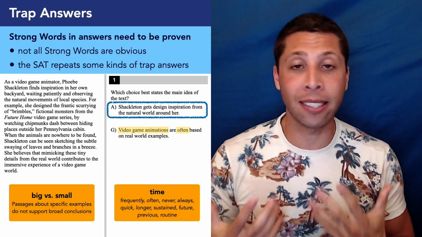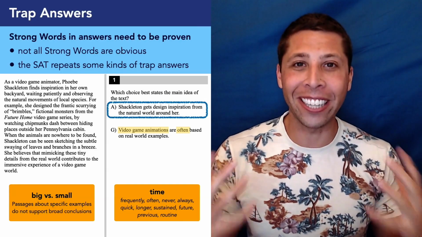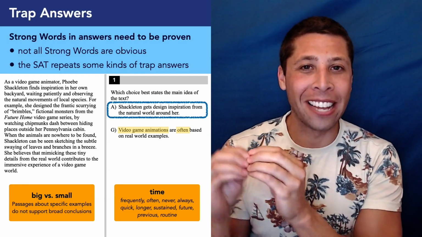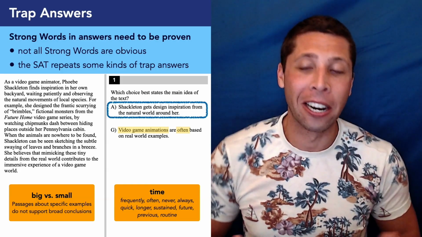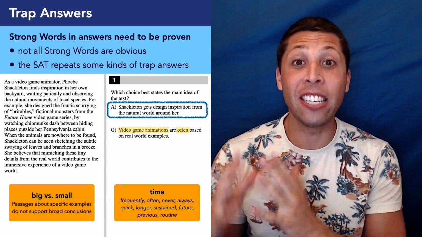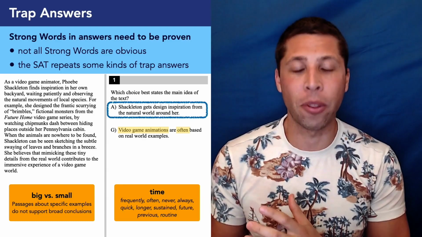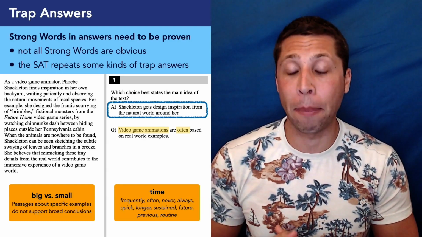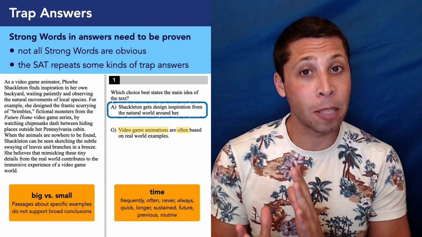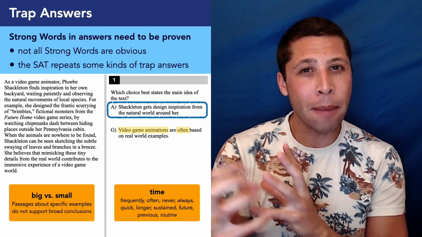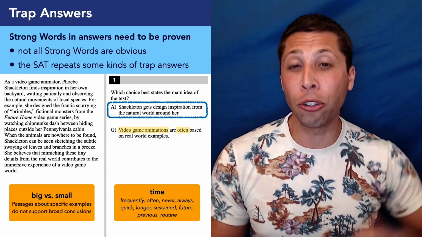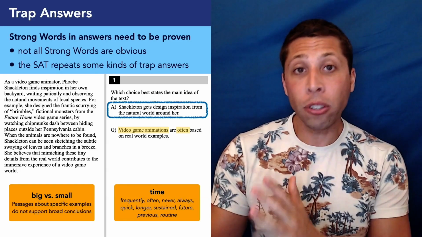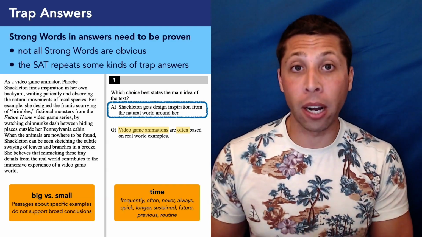And this is fighting against something that's very human nature. We really like to take a couple of small examples and make a big claim about it. It's just easier. But we're fighting against that instinct. The SAT knows it's there, so we have to recognize when they're doing it. They make this kind of trap a lot. So just be careful, especially in science passages, that if we're getting a specific example, we're not making a bigger conclusion than we're allowed.